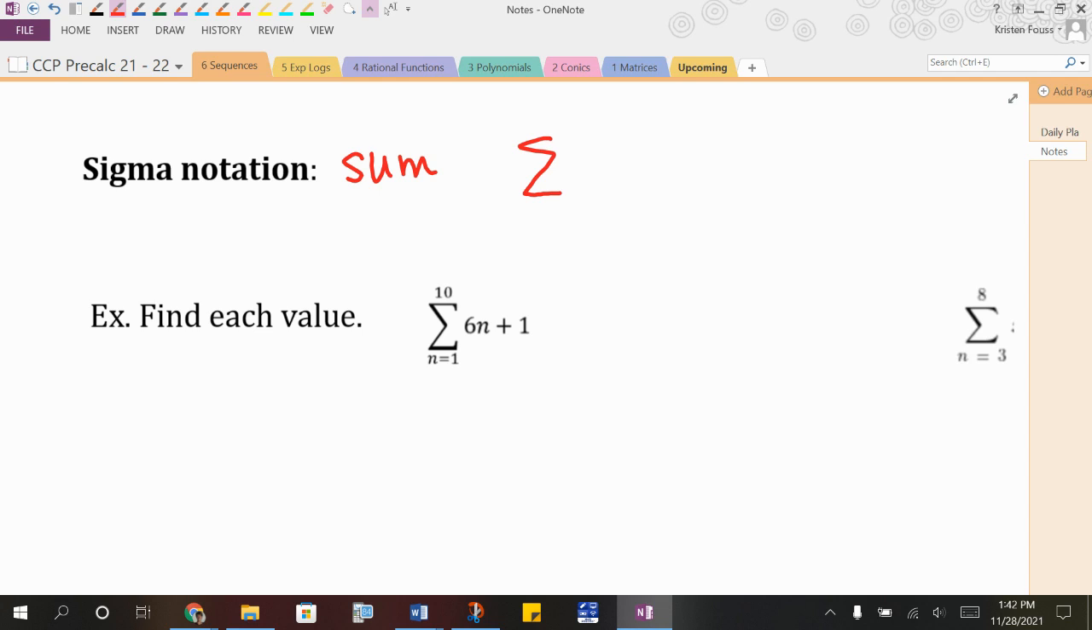Below the sigma, you will have your variable defined with a starting value. I'm just going to say 1. Doesn't have to be 1. It can be n equals anything. Above it will be an ending value for your variable.